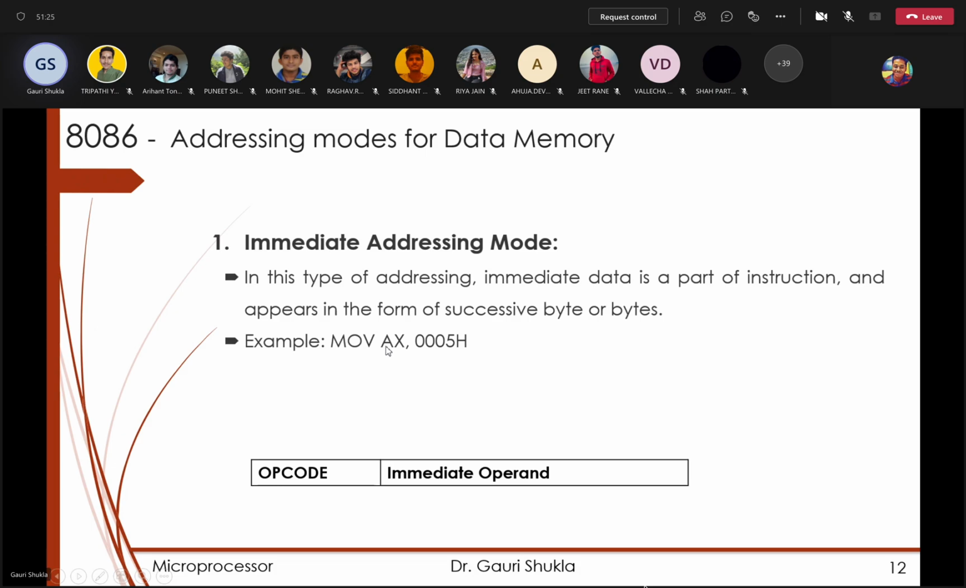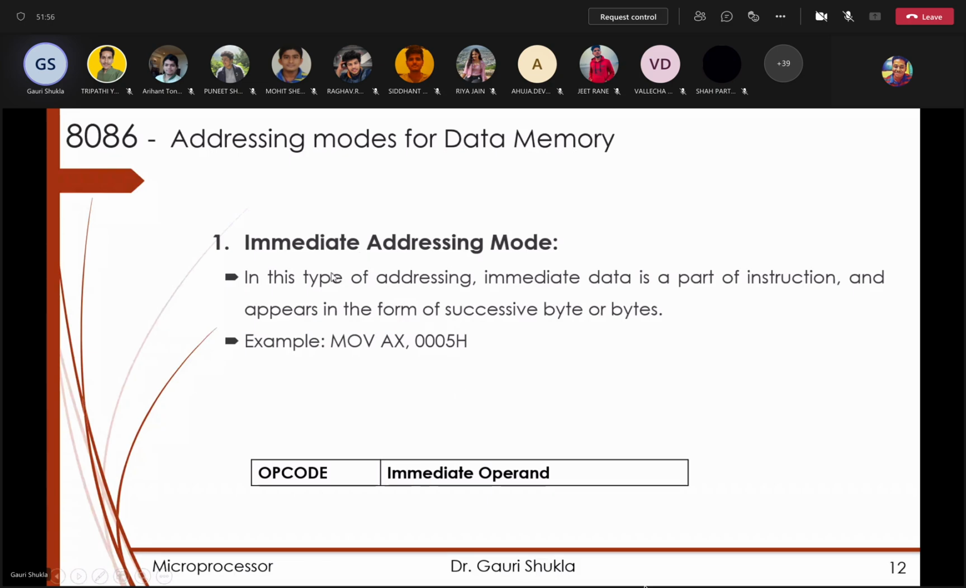So what am I doing? AX is how many bit register? 16 bit. So am I giving 16 bits directly? Yes, ma'am. So what is it moving? It is moving 0005 into AX. So AL will contain what? 05. And AH? 00. Very good. So that is how the data is moved to the register.